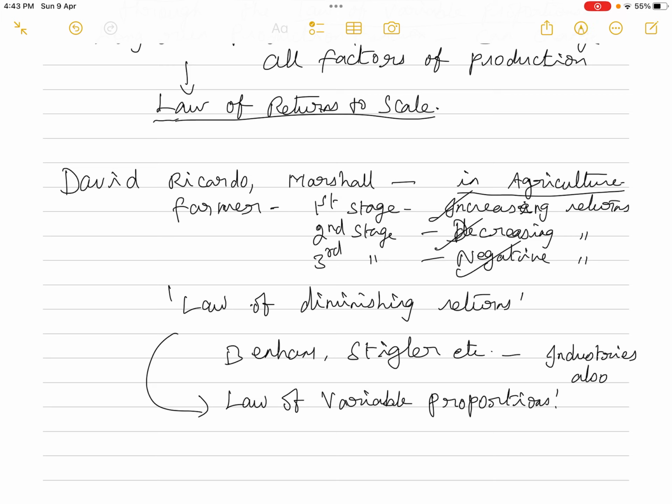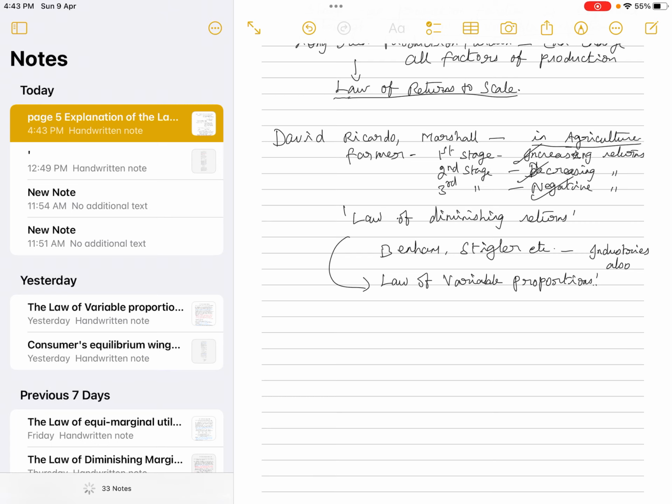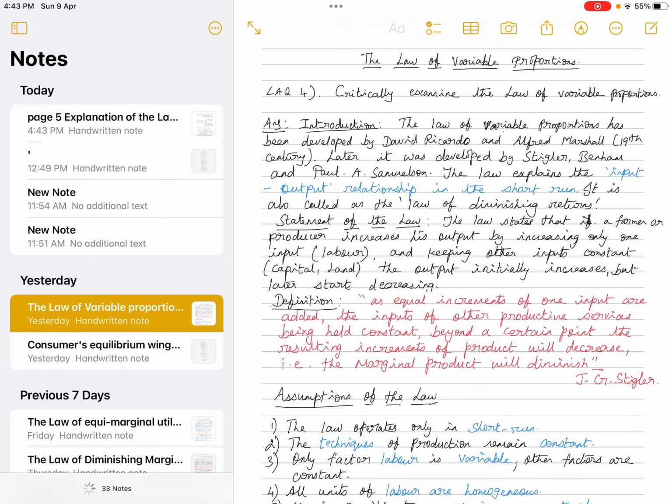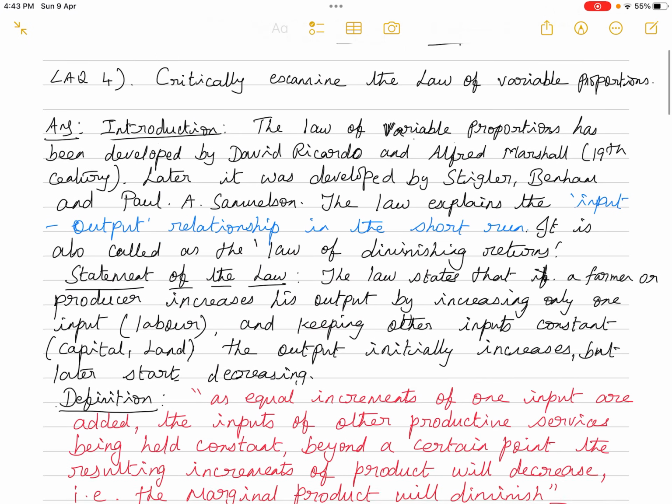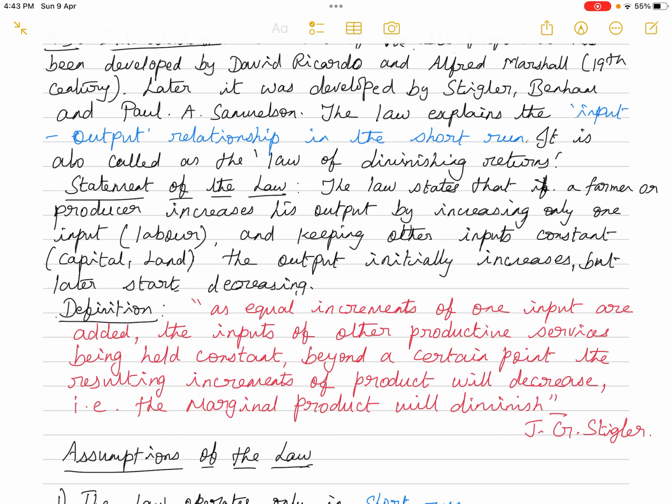The original name of the law was the law of diminishing returns, by Marshall, David Ricardo and others, when they propounded this law in connection with agriculture. But later the other economists like Benham, Stigler and others found that this situation was happening even in industries. So they renamed the law from law of diminishing returns to law of variable proportions. So this is the introduction.